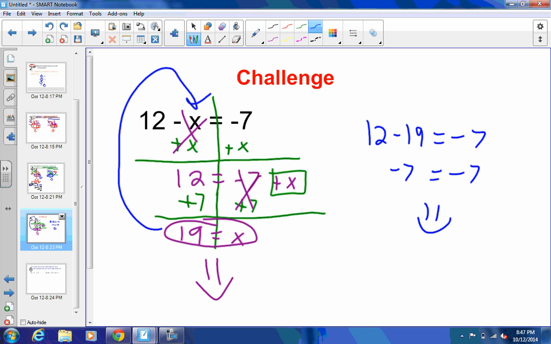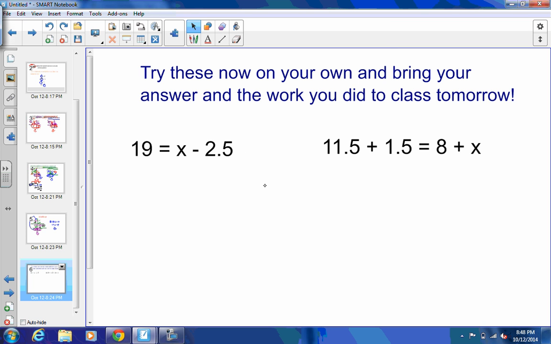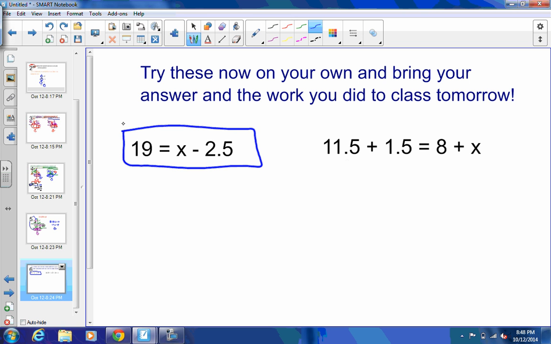All right? So I'm going to leave you with two problems. I want you to try these two on your own. The first one is just using your properties. And the second one, well, you might have to do one extra step here before you can use those properties. So try these and bring your answer and the work shown to class tomorrow, and we will talk about this at the beginning of class.